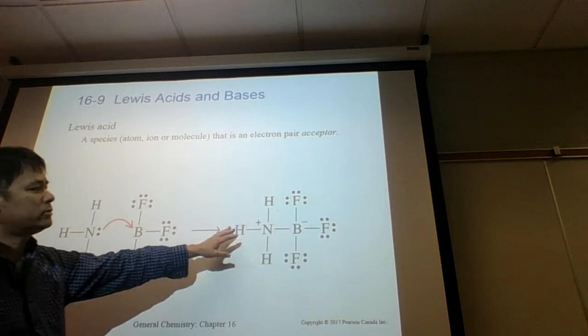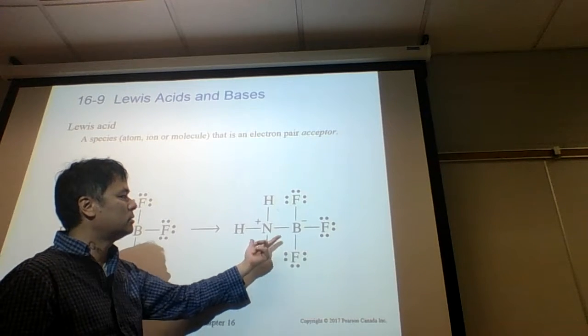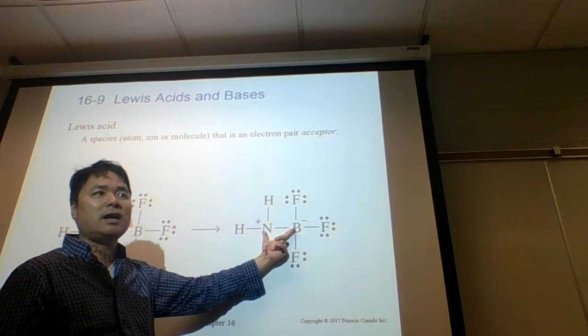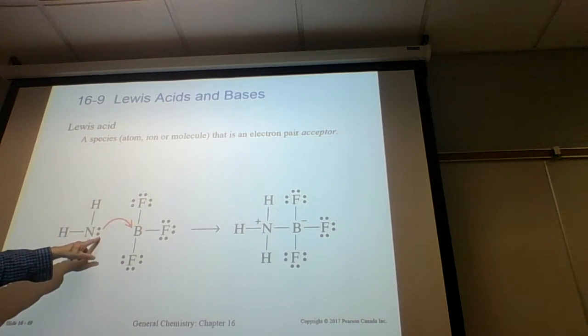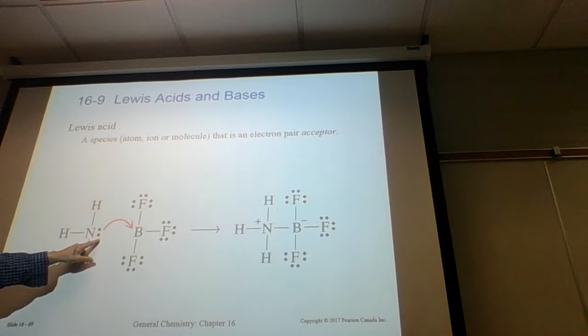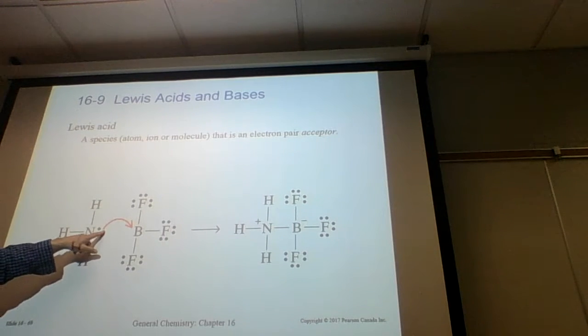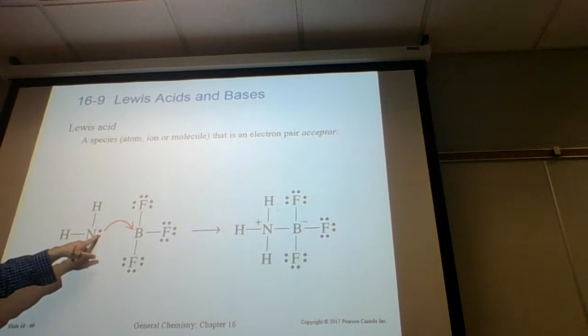This is what we call a Lewis acid-base adduct. The product is we form a bond between the Lewis acid and the Lewis base, and there's a covalent bond. And this covalent bond is called a dative or coordinate covalent bond, in which both electrons come from one atom, atom A in this case.